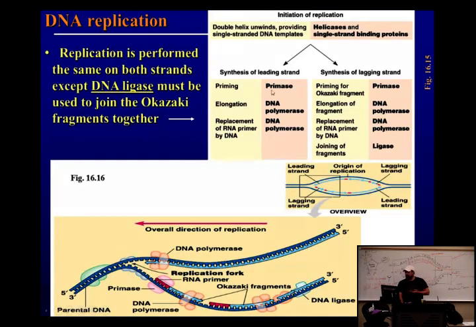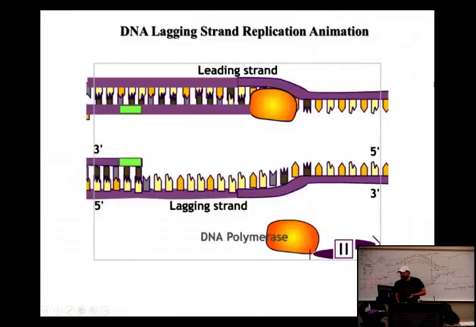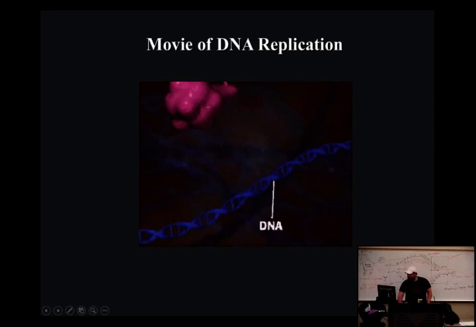All right, so this is showing you what's the priming for the leading strand, primase. What's the priming for the lagging strand, primase. Elongation is done by DNA polymerase. What's the name of that polymerase specifically? 3. Replacement of the primer, RNA primer by DNA is done by DNA polymerase. What specifically? 1. Excellent. And then what joins the fragments together? Ligase. Good. All right. So let me show you guys an animation of this in action.